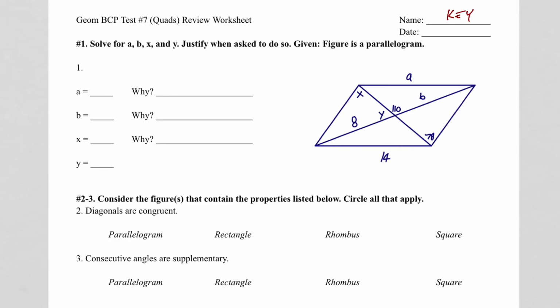Okay, if this is 14, then A is 14, because if this is a parallelogram, then opposite sides are congruent. Okay, if this is 8, then this also has to be 8 because the diagonals bisect each other.